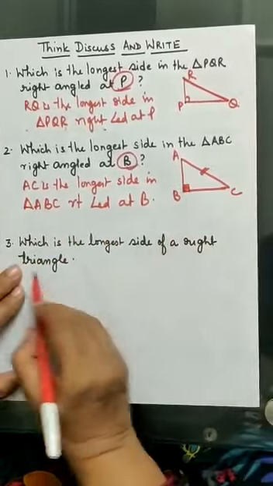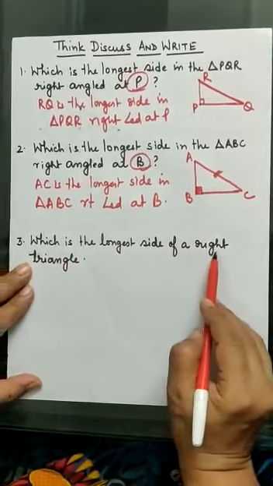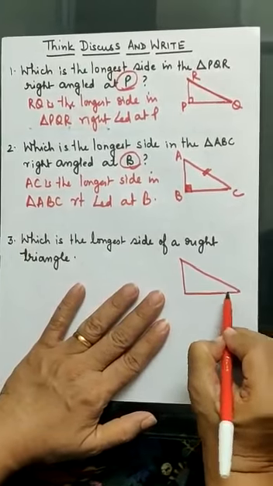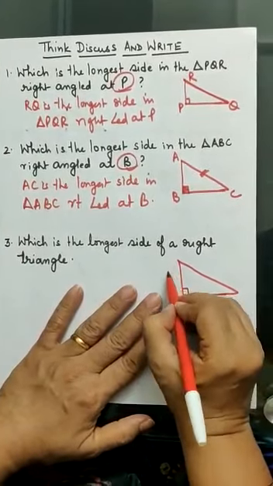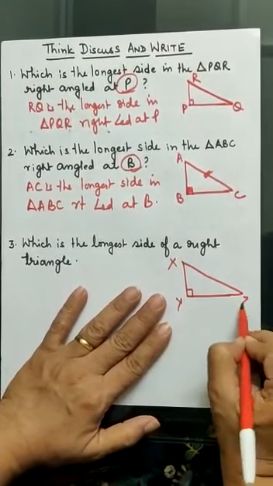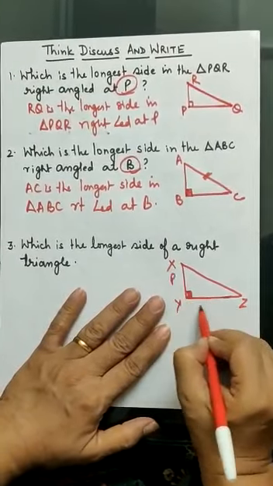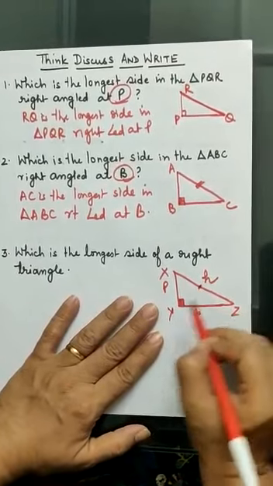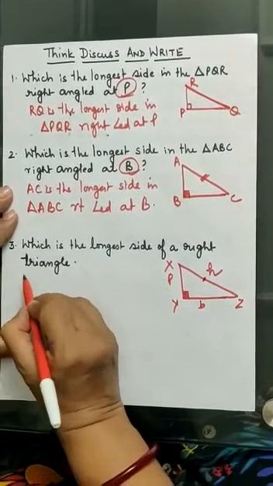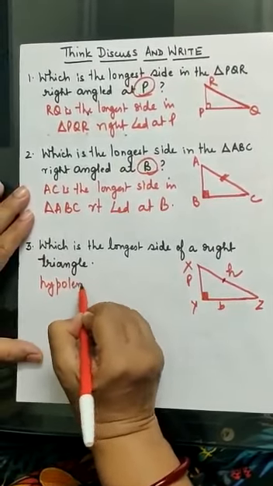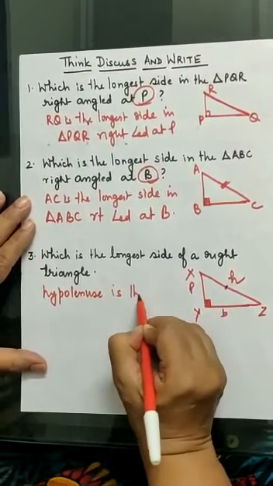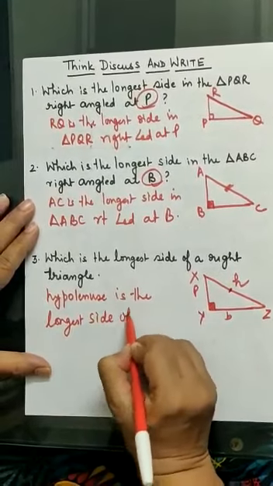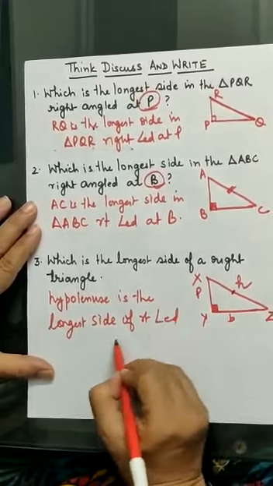Alright. Now the third part, which is the longest side of the right angle triangle? I'm making the right angle triangle. This is 90 degrees. Let me name it X, Y, Z. So right angle के this is perpendicular, this is base and this is hypotenuse. So right angle के opposite में कौन सी side है? Hypotenuse है. So we write hypotenuse is the longest side of right angled triangle.